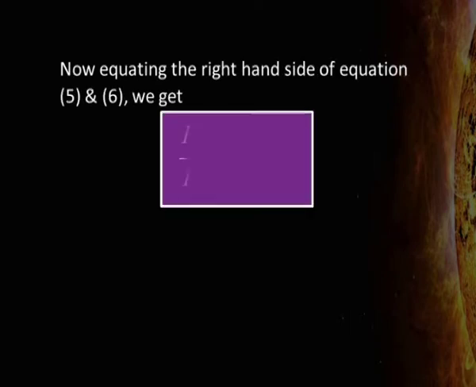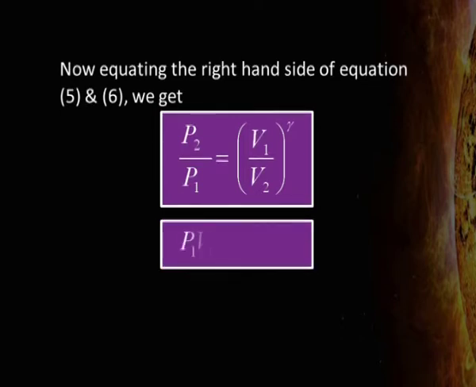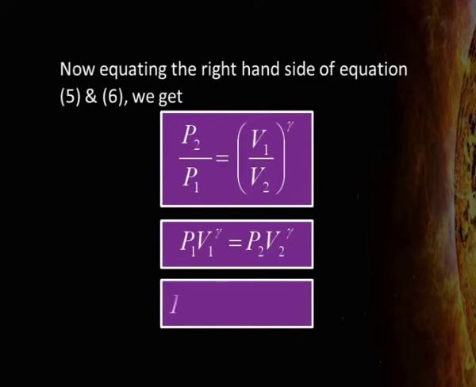Now, equating the right hand sides of equation 5 and 6, we will get P2 upon P1 equal to V1 upon V2 whole to the power gamma. Rearranging, we will get P1 V1 to the power gamma equal to P2 V2 to the power gamma, or it can be said that P into V to the power gamma is constant.